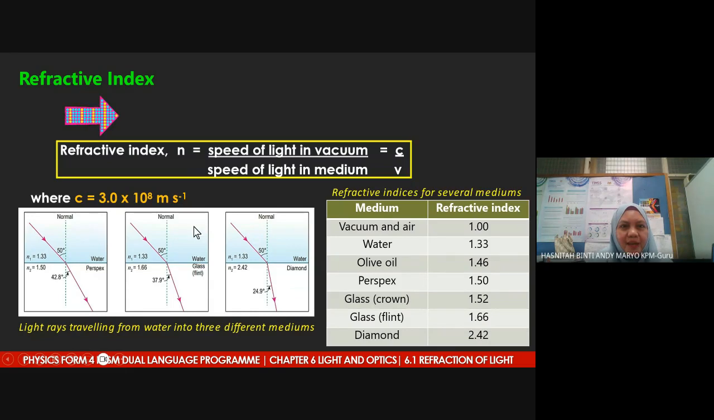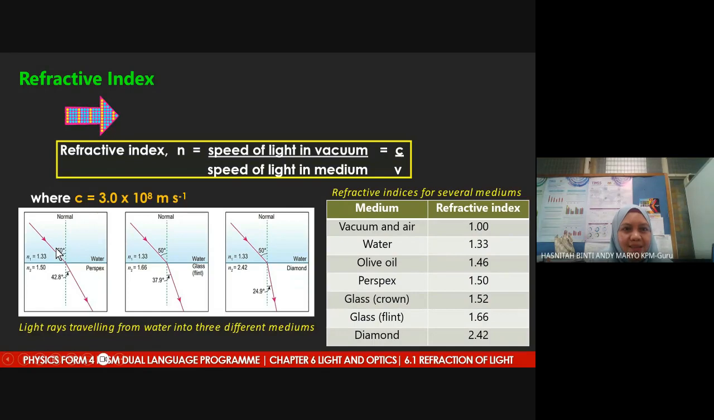These three figures I actually cut and pasted from your textbook. You can see the first medium is water in all of them, water here, here also water, here also water. The difference is in the second medium. The first diagram on the left, light travels from water to perspex. The second diagram, light travels from water to flint type glass. And the third, light travels from water to diamond. You can see the angle of incidence is the same, 50 degrees.